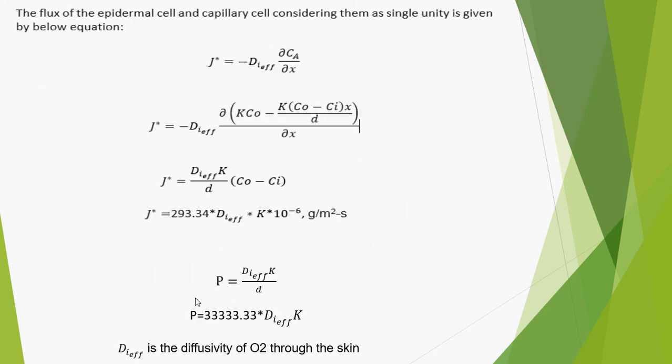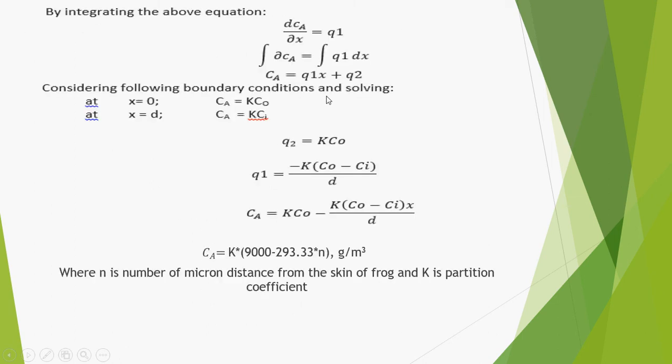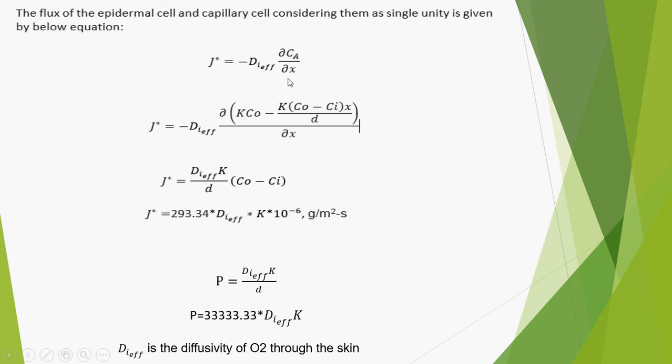So the flux of the epidermal cell and the capillary cells can be considered as a single unit, as I have told you before, and considering Fick's first law, the flux of oxygen entering the membrane is given by the equation over here. So differentiating the Ca term which we obtained before, which is this one, and after simplification we obtain the flux equation as such.